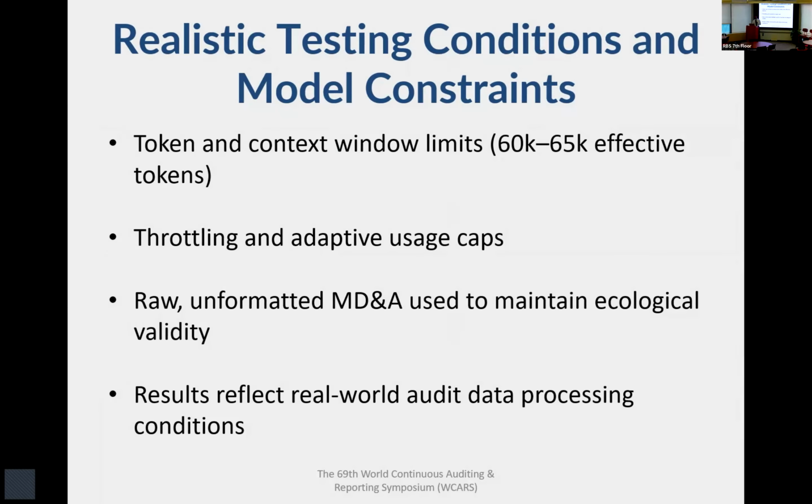Thank you. No APIs and no pre-processing of the data. So we use the raw MD&A text. So this is copy and pasting the MD&A text directly from the SEC filings and also copy and pasting the prompt into the context window. So this was to maintain ecological validity. So we wanted the results to reflect someone actually using the UI. We also had to manage throttling, token caps, and then weekly usage limits, especially with these high compute loads.